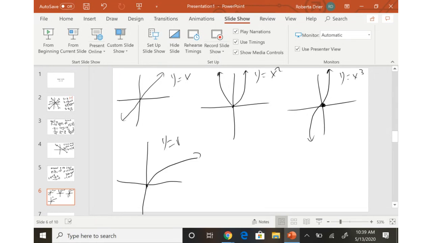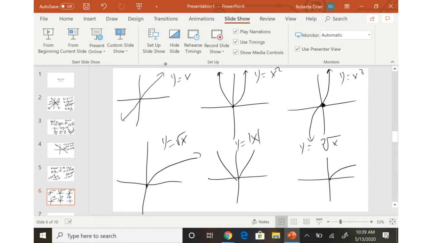This is Y equals square root of X. This is the absolute value of X. And this is the cube root of X. All right, here's what I want you to do. For all 6 of these, I want you to find the domain and range. Go.